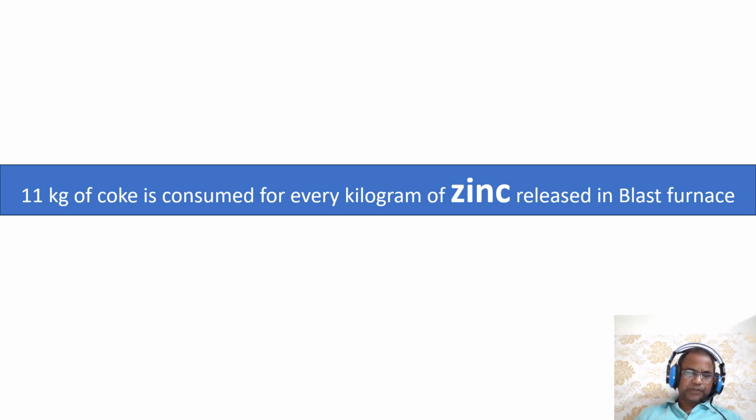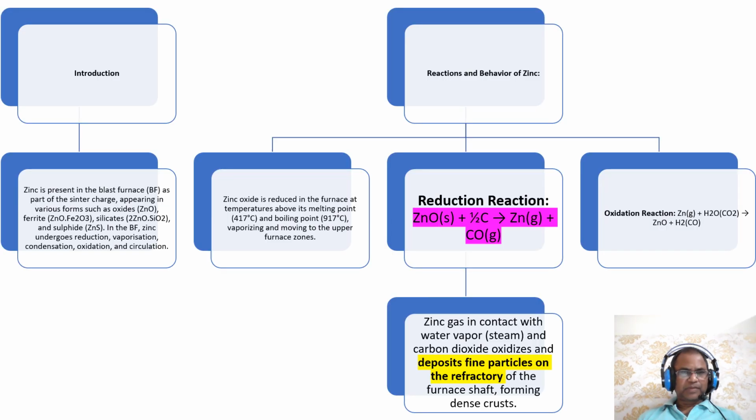Today we are going to talk about the presence of zinc in blast furnace and its effect on fuel rate. As you can see, zinc is present in forms of oxide, and primarily three oxides and one sulfide have been mentioned in the slide.